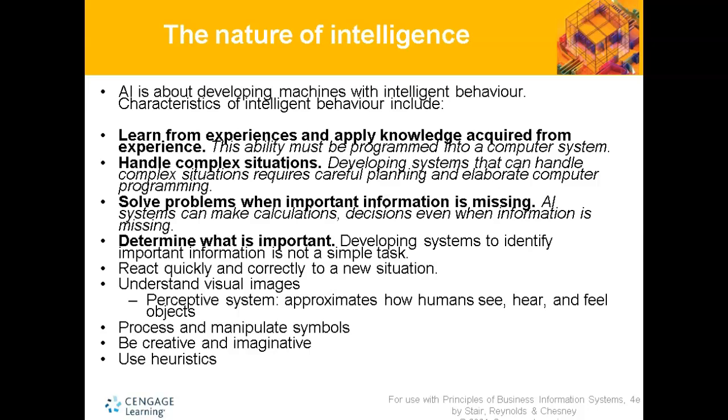Now, the nature of intelligence, these are the characteristics of intelligence. It must learn from experience. If it made a mistake before, it mustn't make that mistake again. It must handle hard situations that are very, very complex. It must solve problems when you do not know some information. And it must determine what is important.